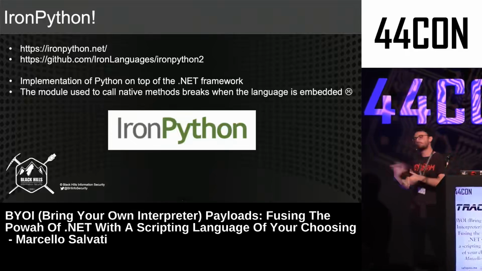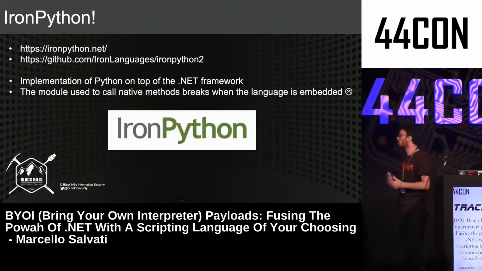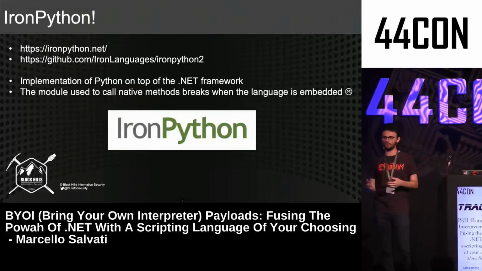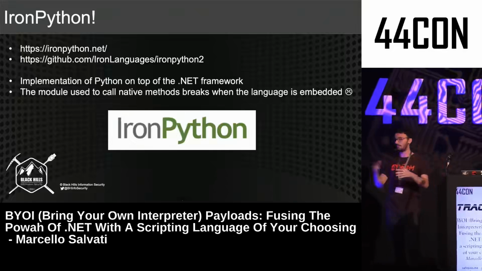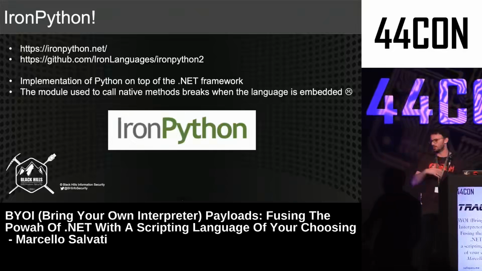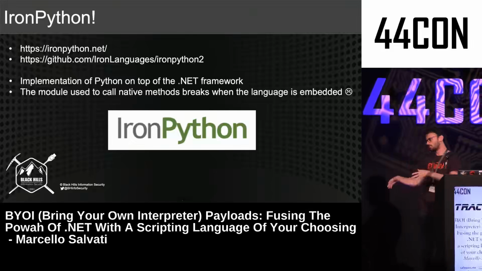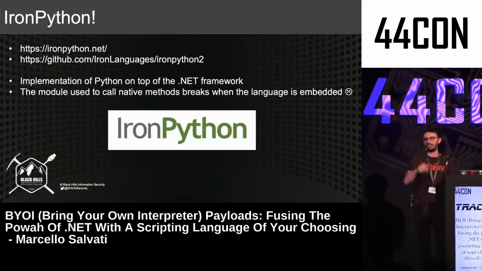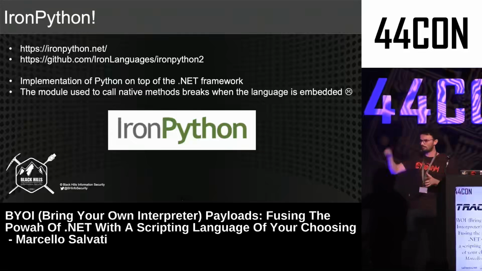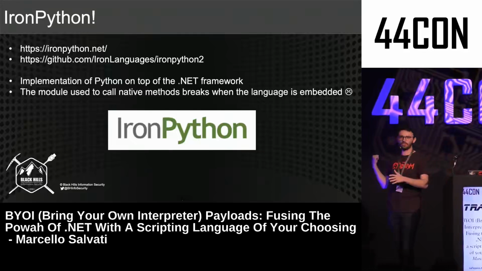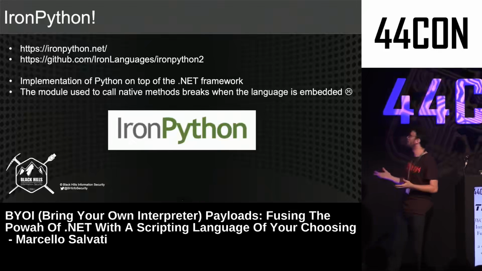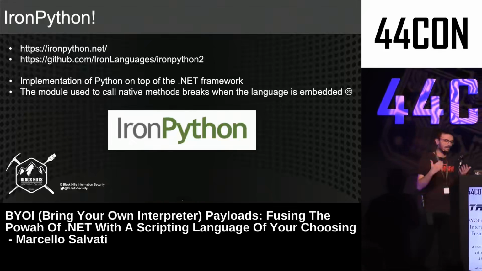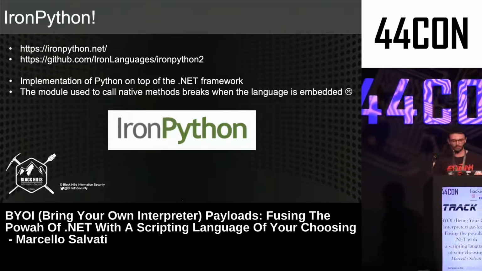One of them, from at least the red team tradecraft perspective, is that the module that you use to do pinvoke, which allows us to call native Windows API functions to inject shellcode and all that stuff, works when IronPython is on disk, but when you load the IronPython runtime in memory and then try to do pinvoke, it just breaks. So right out of the gate, IronPython wasn't exactly the best when it came to red team tradecraft.